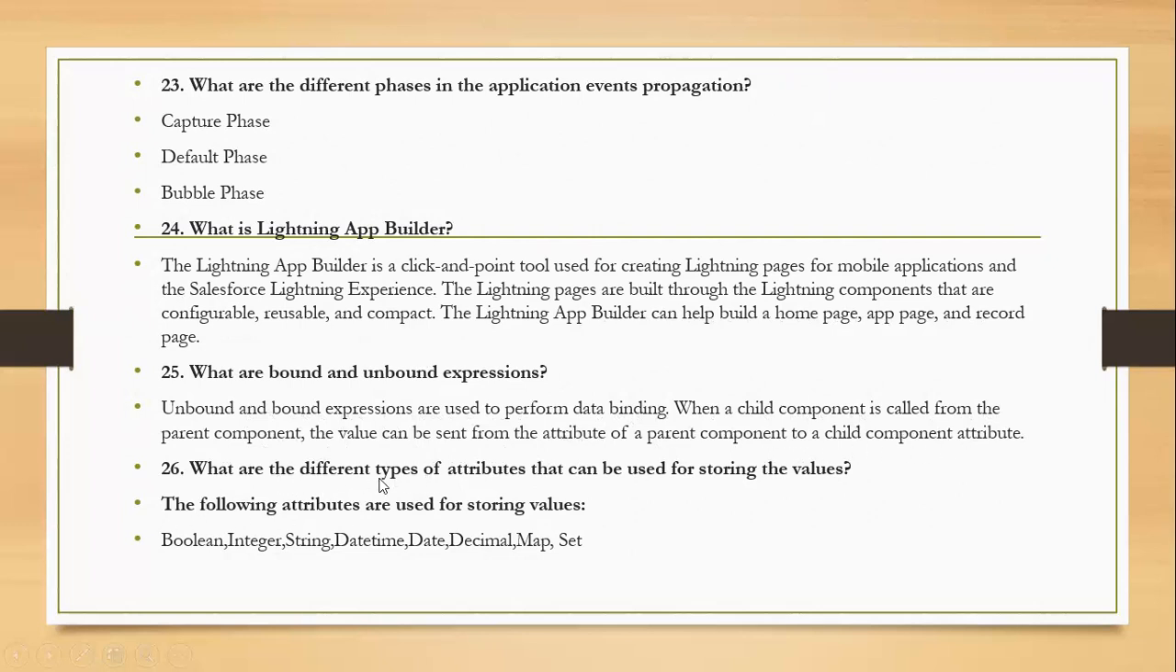What are the different types of attributes that can be used to store values? The following attributes are used to store values: Boolean, Integer, String, Date and Time, Date, Decimal and Map. Next question.